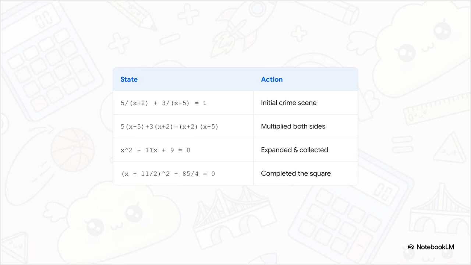We take that middle term, the minus 11x, and we literally just halve it. That gives us x minus 11 over 2, all squared. We then subtract the square of that half number, which is 11 over 2 squared, and we keep our plus 9 parked at the end. We successfully isolated the x within a single bracket. The disguise is definitely slipping.